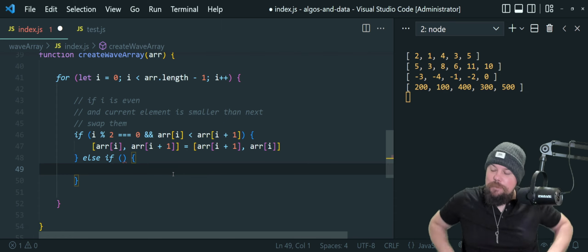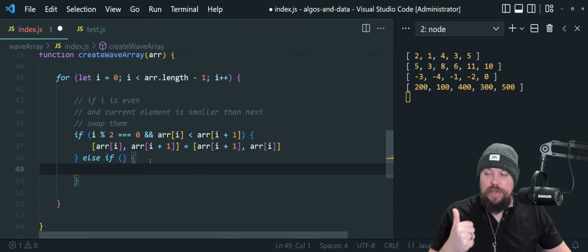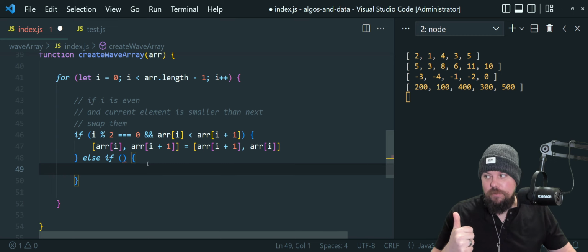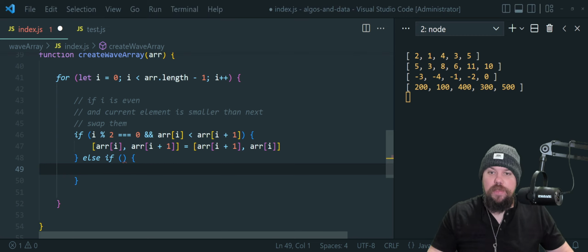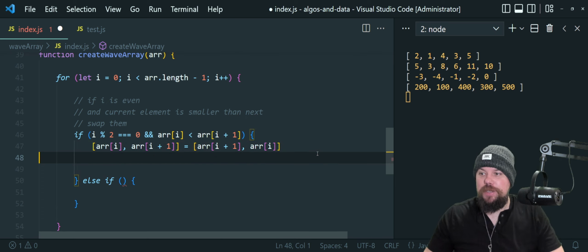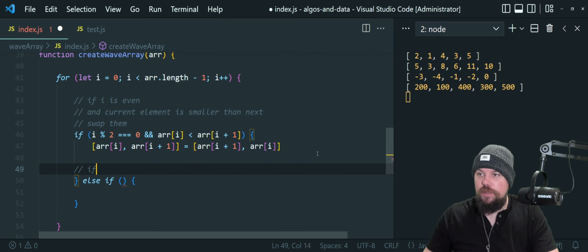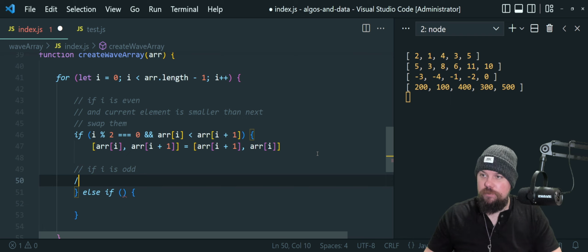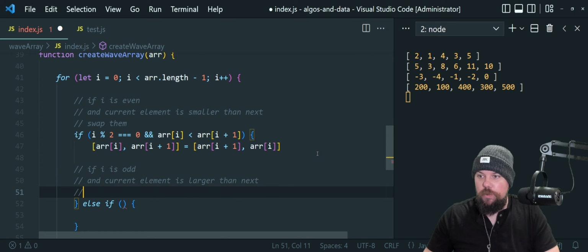Now, like I had mentioned, if our iterator is odd and the current element is larger than the next one, we swap them. So we're going to use opposite logic basically for this one to say, if i is odd and the current element is larger than the next one, we swap them.